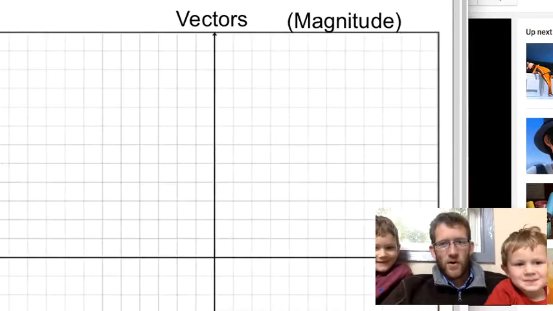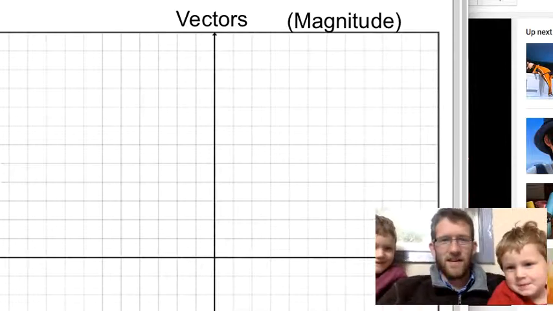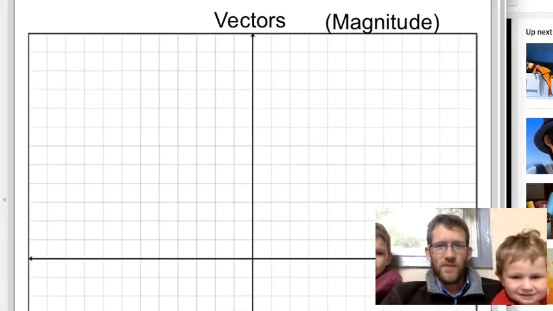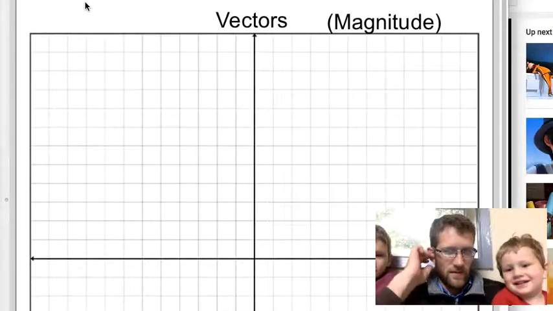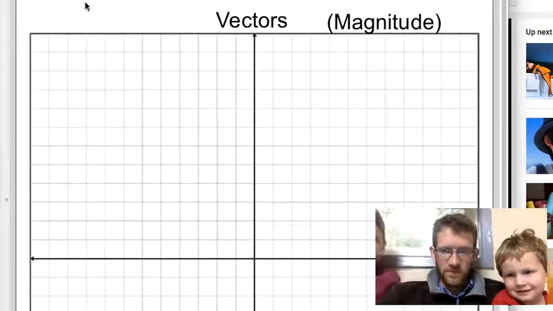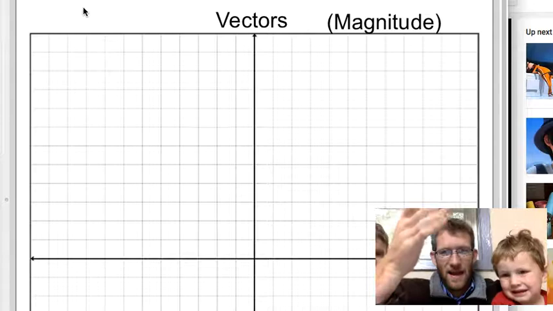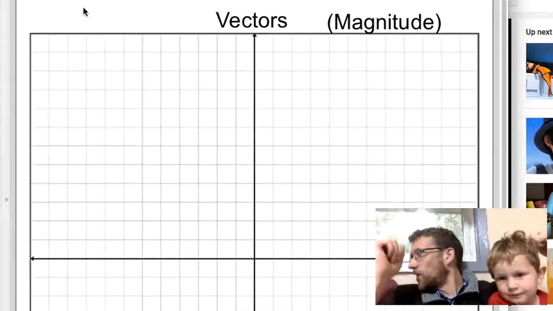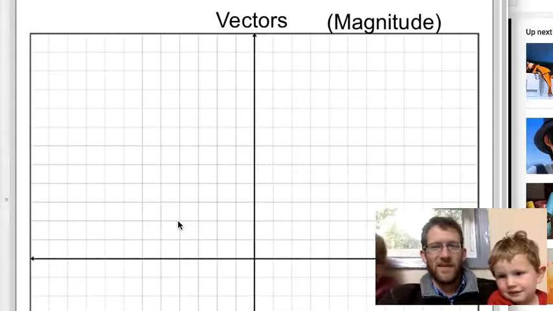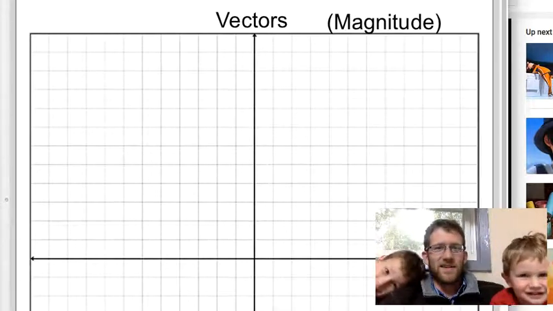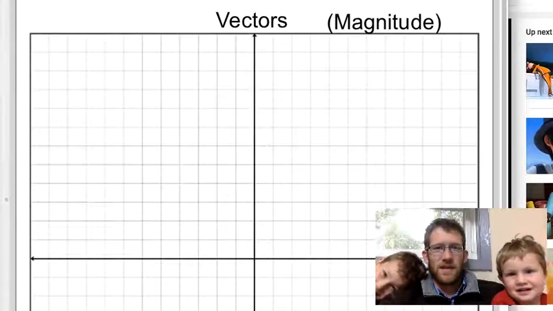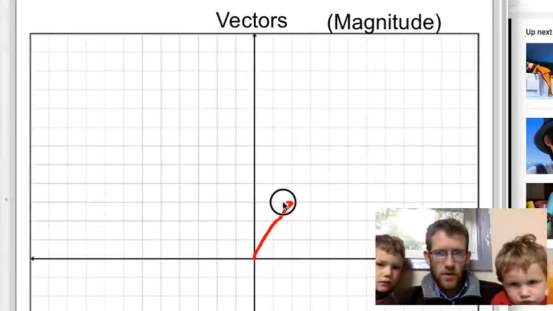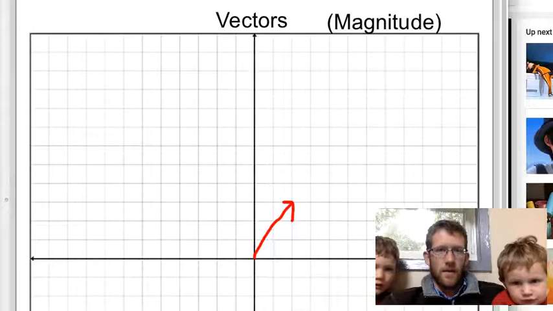Okay, so that clip illustrates vectors. We know now, thanks to Victor, that vectors are a quantity represented by an arrow with both direction and magnitude. In all seriousness, though, we can go ahead and represent them with our cool little arrow. So I'm going to have my little vector here. So there's my vector.